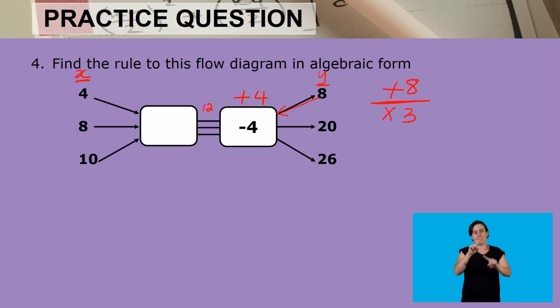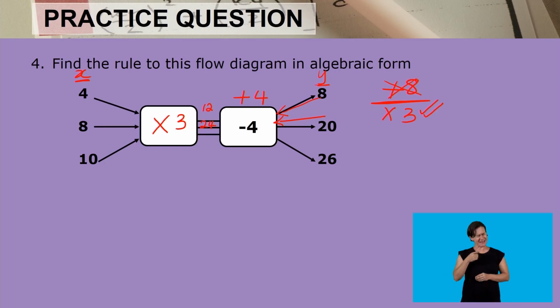Let's see which option works for the rest of the input values. So from 20, which is the second output value, we are going to go back using the additive inverse and we are going to add our 4. Now 20 plus 4 gives us a 24. Now from 8, how are we going to get to 24? Is it by adding 8 or is it by multiplying by 3? Of course, it is by multiplying by 3. So that means we are going to use that first part of our rule as multiply by 3, because 8 multiplied by 3 does give us 24, and then when we subtract 4 from that, we will get 20.